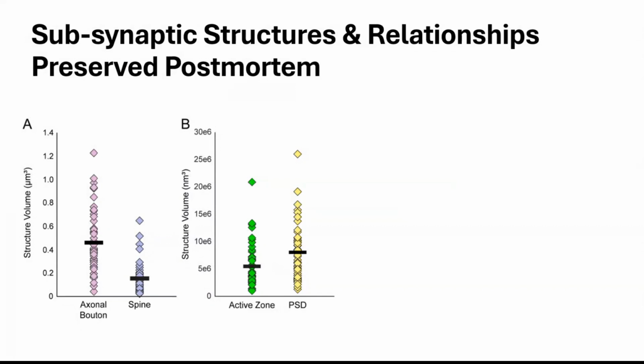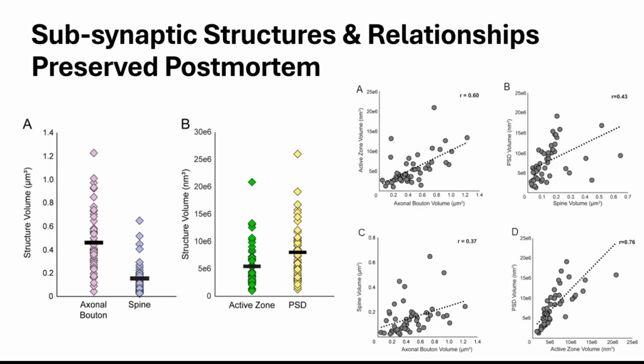So finally, quantification, what did we find? These graphs show on the x-axis the different components of the synapse, and the y-axis the volume. And here's the real meat of the data, because we want to know, are these synaptic relationships still preserved? And the short of it is, yes, they are completely preserved in the manner you would expect based on all of the literature from model systems.